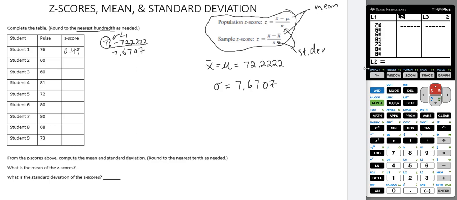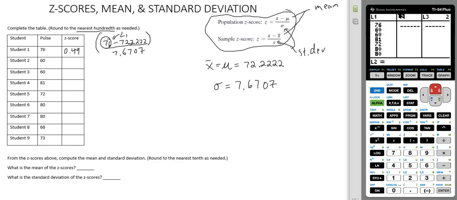Now, how fractions work, I need to make sure that the top is put in parentheses and then divide by the bottom. So I'm going to open up a parenthesis. I'm going to pull list 1, which is second 1, and then minus 72.2222, close that parenthesis, and divide by my standard deviation, which is 7.6707. And I hit enter. And now you can see that 0.49 all the way down.